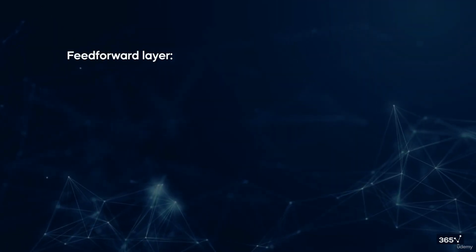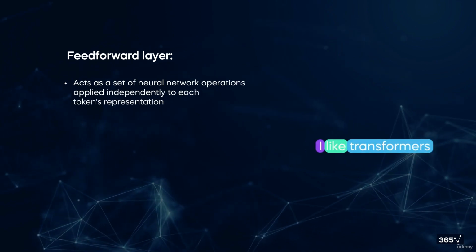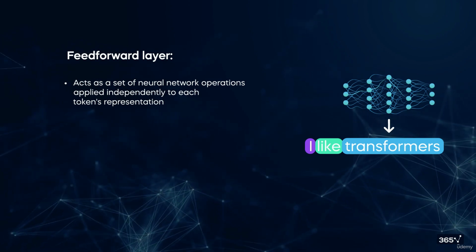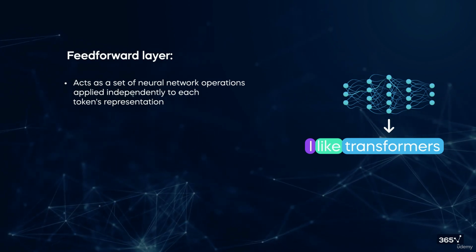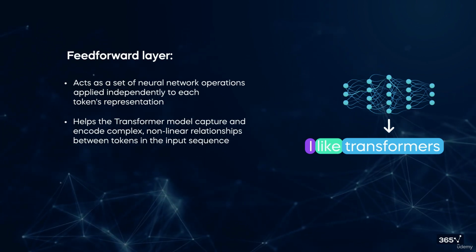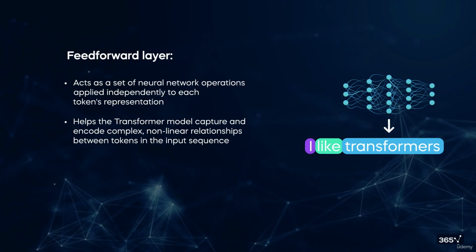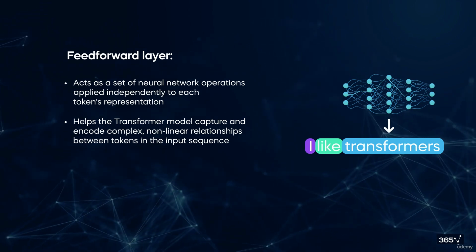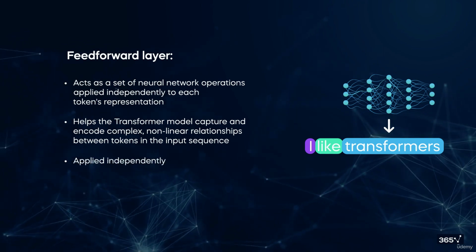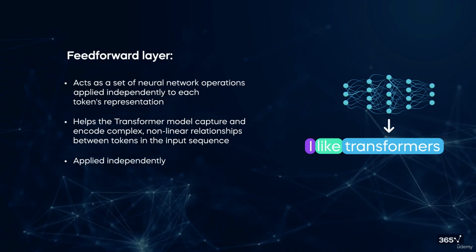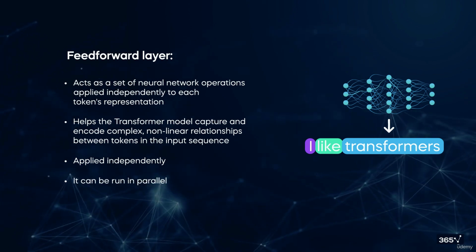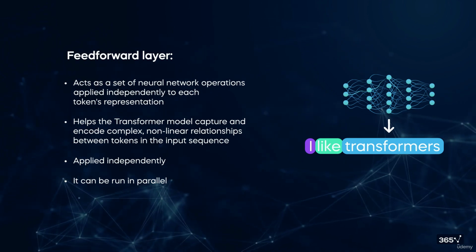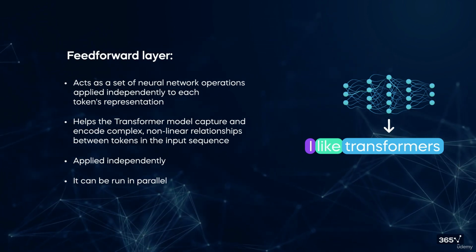In summary, the feed-forward layer acts as a set of neural network operations applied independently to each token's representation. It helps the transformer model capture and encode complex, nonlinear relationships between tokens in the input sequence. And because these operations are applied independently to each token, we can run them in parallel, really speeding up the process. Once we've done this, we can move on to the decoder block.